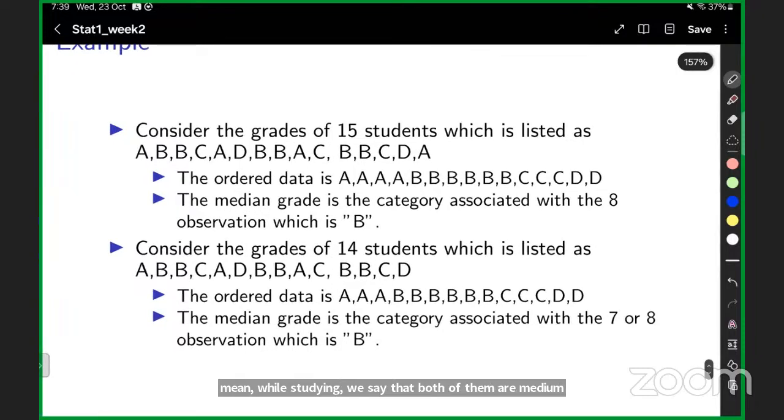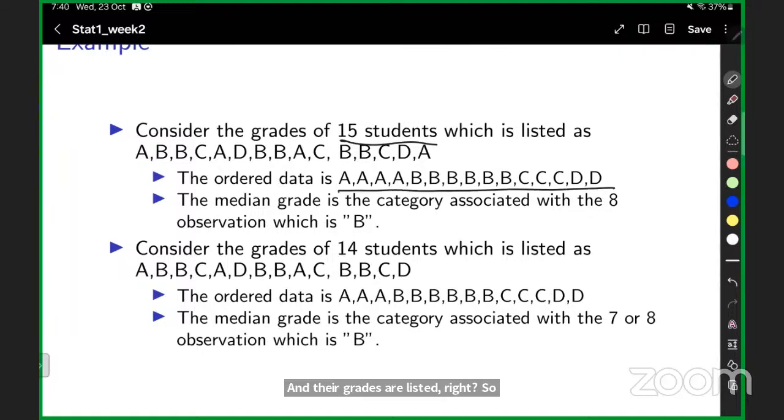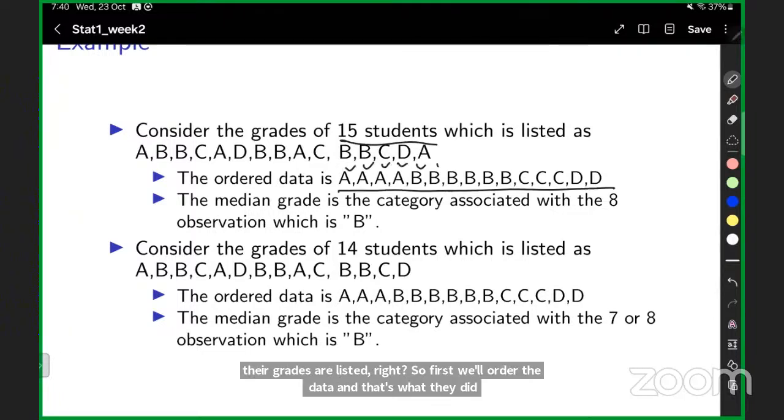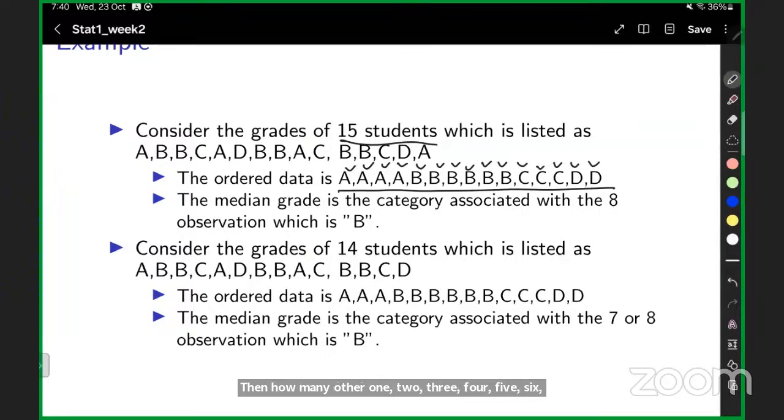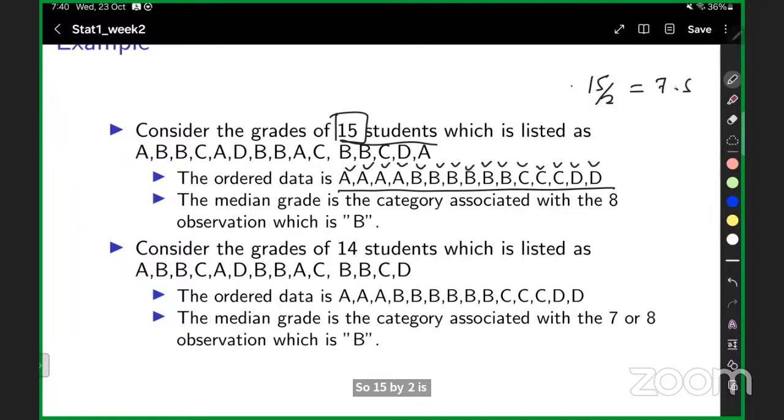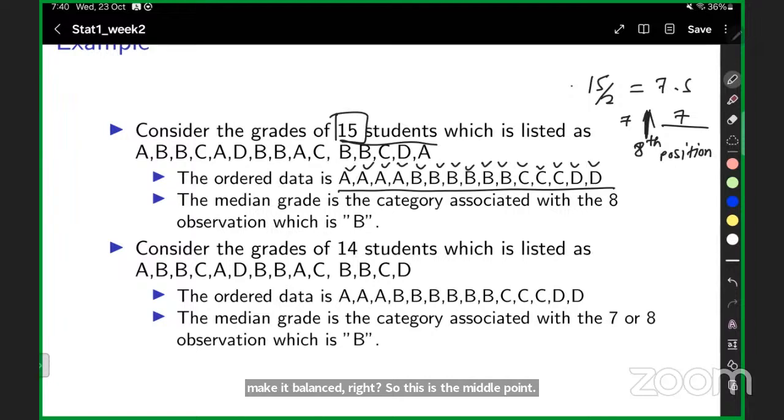Okay. Let's say in this example that 15 students are there and their grades are listed. First we'll order the data, and that's what they did. Then how many are there? 1, 2, 3, 4, 5, 6, 7, 8, 9, 10, 11, 12, 13, 14, 15. So 15 by 2 is 7.5. From this, I know that I need to choose the 8th, because then there are 7 on the left side and 7 on the right side, and this will make it balanced. So this is the middle point, the 8th position. I count to the 8th position: 1, 2, 3, 4, 5, 6, 7, 8. This is my median.